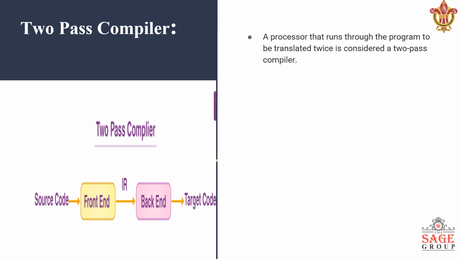Now the two pass compiler, as the name suggests, means the program needs to be translated twice to convert the high-level language into the target code. That's why its name is two-pass compiler. As shown in the diagram, first we compile the program in the front end, then again we convert the front end program into the back end to get the target code program.